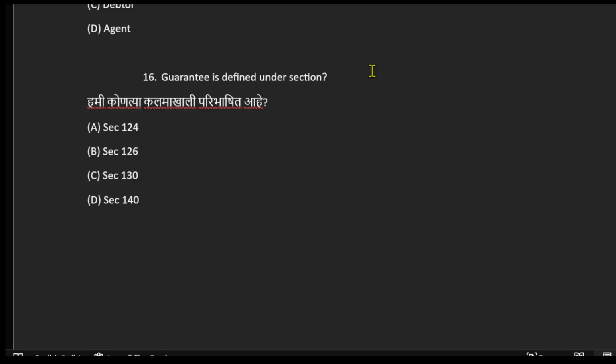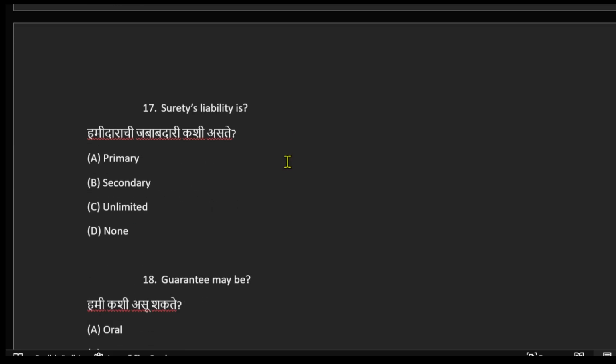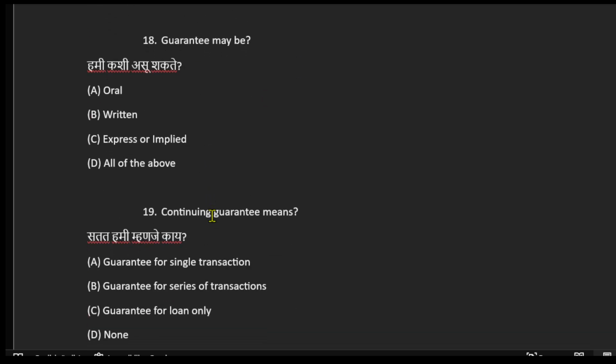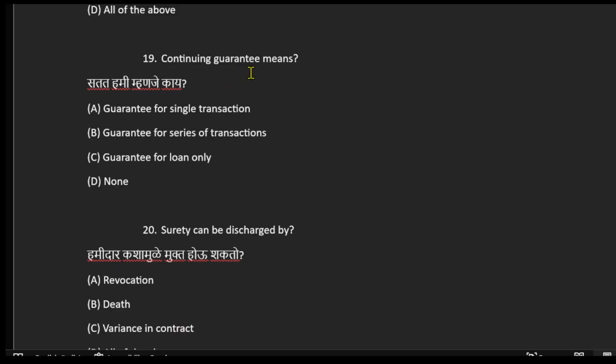Guarantee is defined under section 124. 17. Surety's liability is primary, secondary, unlimited, none. D option is correct. 18. Guarantee may be written. 19. Continuing guarantee means guarantee for single transaction.